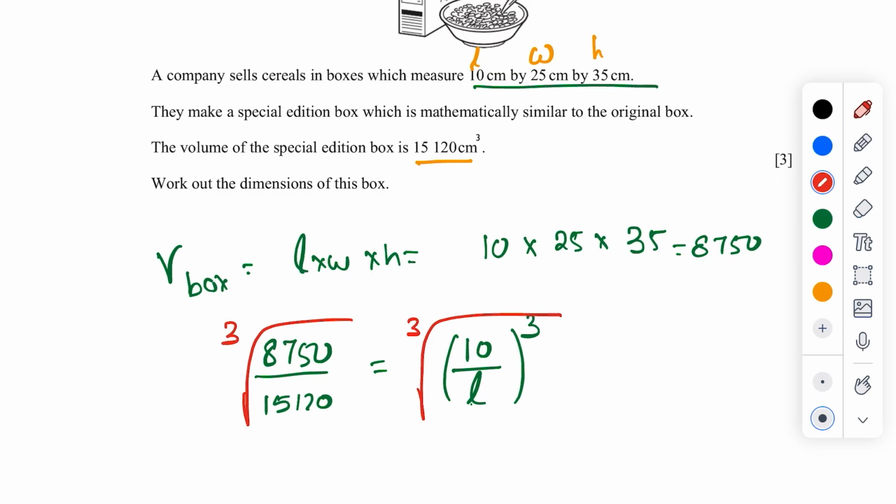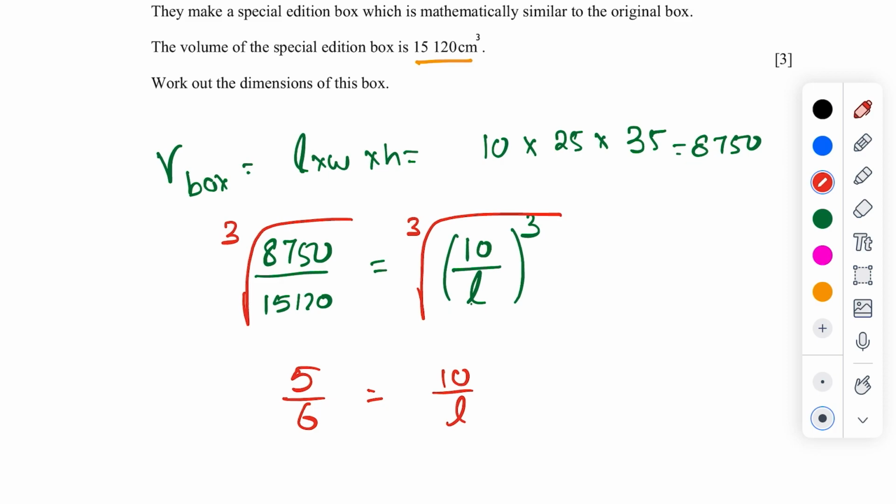Let us check whether we do have a cube root of 8750 and 15120. It should be giving me 5 upon 6. 5 upon 6 equals 10 upon L. So cross multiplication, what does that become? 5L equals 60. L equals 12.